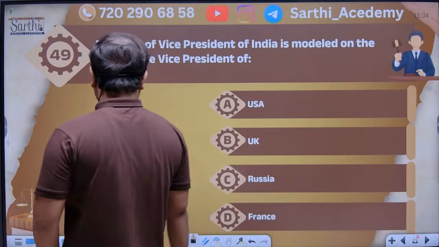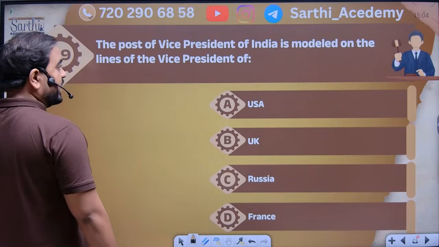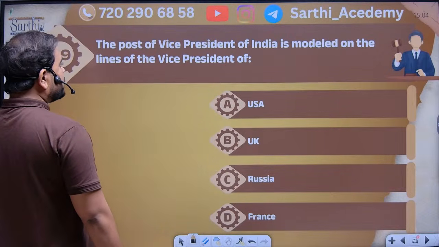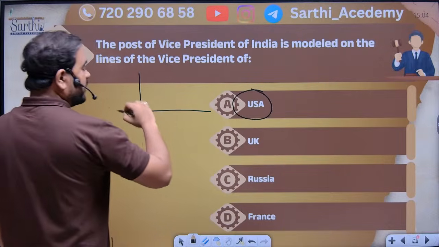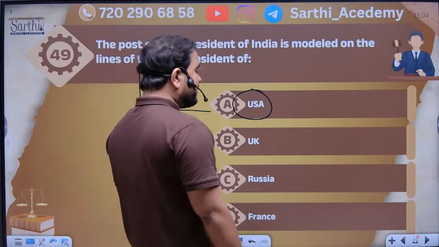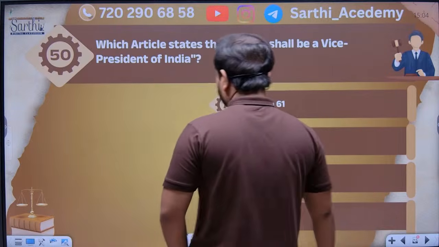Now question number 49. The post of Vice President of India is modeled on the lines of the Vice President of USA. Where did we take the VP post from? So this office was taken from USA.